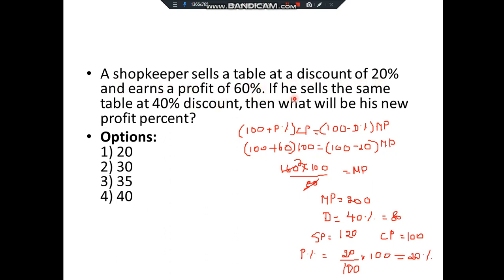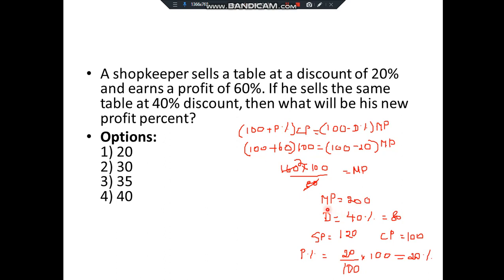Next question: a shopkeeper sells a table at a discount of 20% and earns a profit of 60%. If he sells the same table at 40% discount, then what will be his new profit percent? This we have seen in market price concept. Okay, we'll use the same formula: (100 plus profit percentage) into cost price is equal to (100 minus discount percentage) into market price.